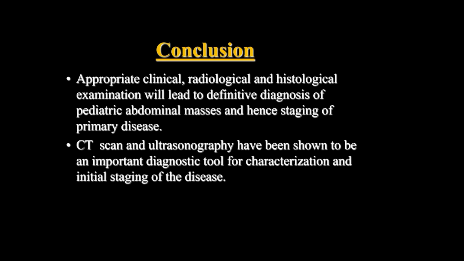Conclusion. Appropriate clinical, radiological, and histopathological examination will lead to definitive diagnosis of pediatric abdominal masses and hence staging of the primary disease. CT and USG have been shown to be important diagnostic tools for characterization and initial staging of the disease.